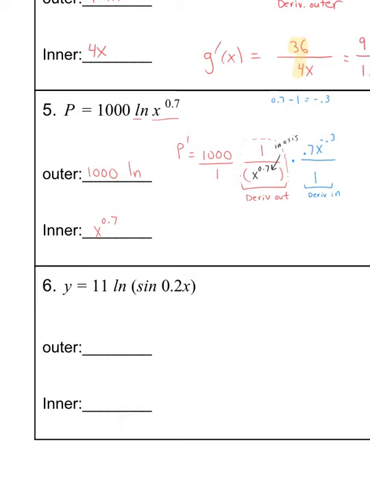Now if I multiply across the tops, I have 1,000 times 0.7 x to the negative 0.3. So that is going to give me 700 x to the negative 0.3. When I multiply the bottoms, I just have x to the 0.7.